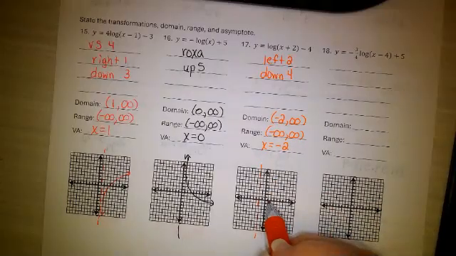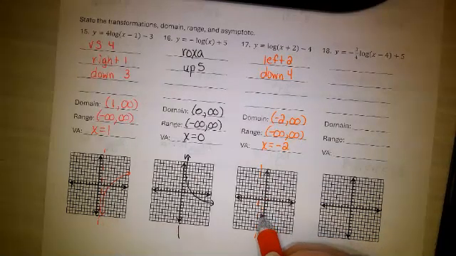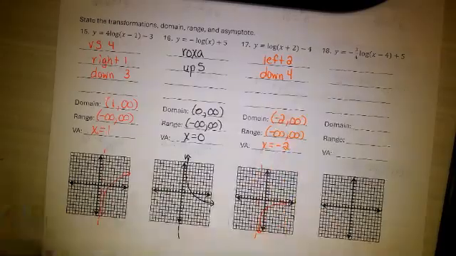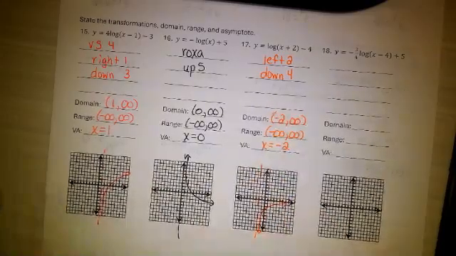So remember we had this point at 1, 0. I went left 2 and down 4. So I know this is going down towards negative infinity, and that one's going that way. Again, if you want to look at your calculator to see the graph, you're more than welcome to do that.